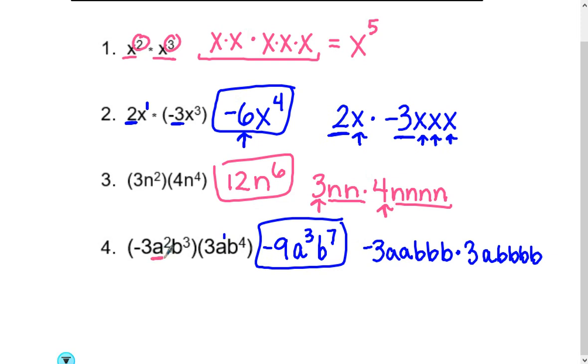So like our a's and our a's will play together, and then the b's and the b's will play together, and then our normal numbers and our normal numbers will play together. So negative 3 times 3 is where we got the negative 9, and then I see I have 2 a's here, another a here, so a total of 3 a's, or a to the third power, and then 1, 2, 3, 4, 5, 6, 7 b's, b to the 7th power. High five yourself if you got those right.